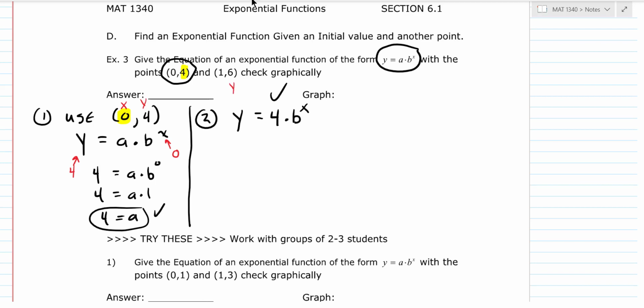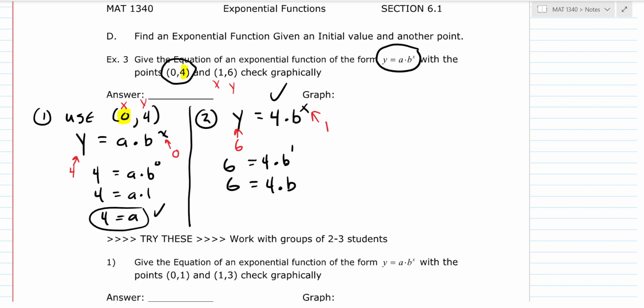So we have y is 6, so that goes in there. X is 1, so that goes in there. Okay, so what we're going to get then is 6 equals 4 times b to the first. Okay, what's anything to the first power? Itself, not 1. B to the first is what? B, right? Anything to the first is itself. So that is 6 equals 4b.